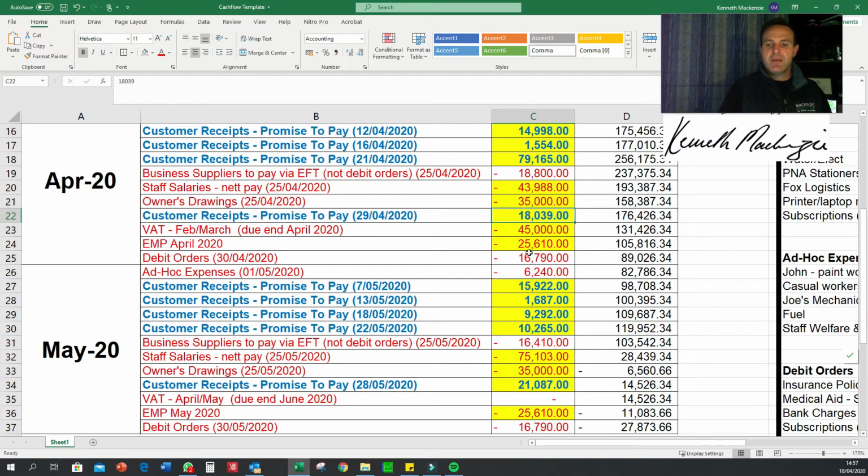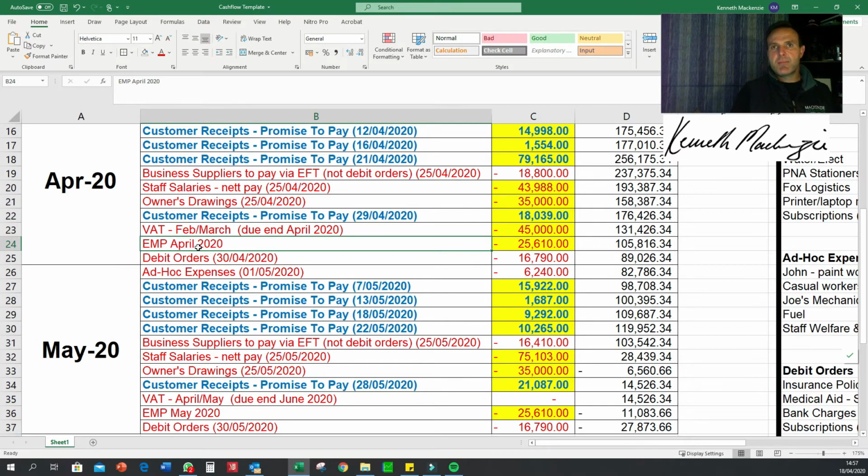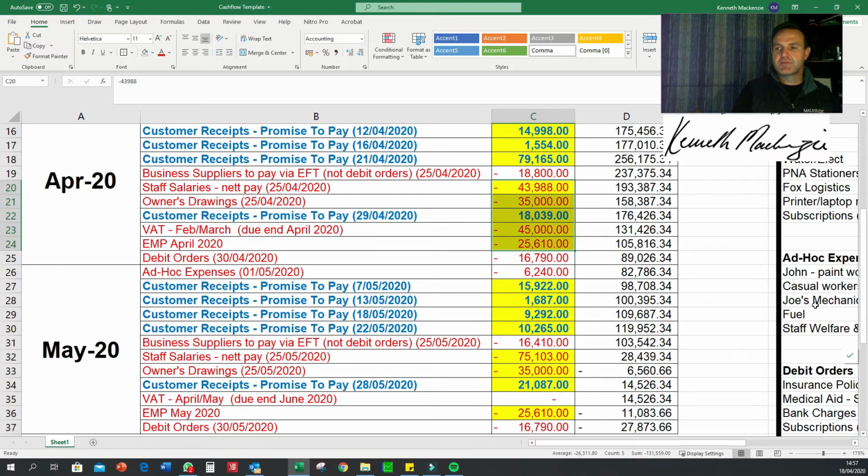If you're registered for sales tax or value-added tax, then you put the amount in if you need to pay it at month end. In this case, we're paying the value-added tax. And then the EMP, or the employees tax, we're also paying at the end of the month, and we're slotting that in. Remember, all of the yellow cells are the actual cells that we need to input to change the figures. The white ones are fine, they're populating from the tables to the right.